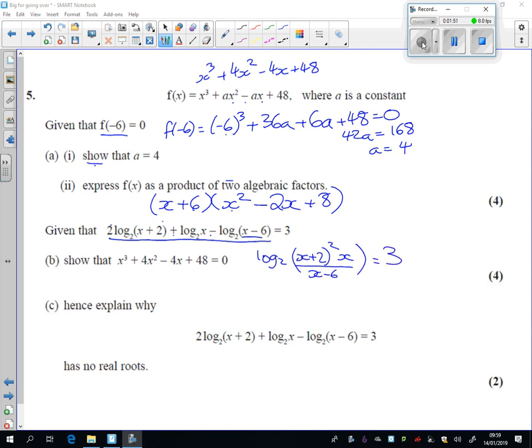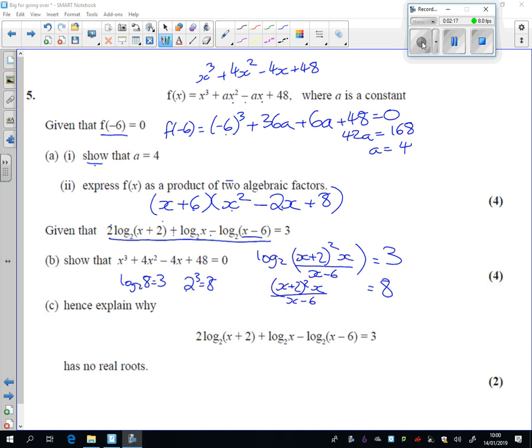That equals 3. Now the log that you know is log to the base 2 of 8 is 3. And why is that? Well, it's because 2 cubed equals 8. And we've actually got that here again, haven't we? We've got 2 cubed. So 2 cubed, all of this is equal to 8. So I've got x plus 2 all squared times by x divided by x minus 6 equals 8.